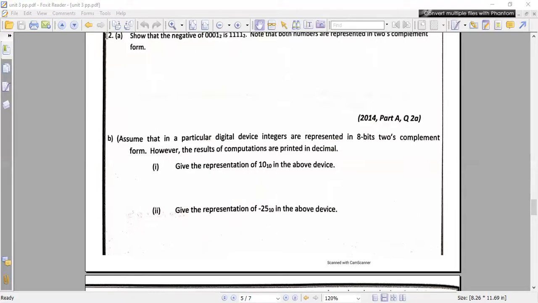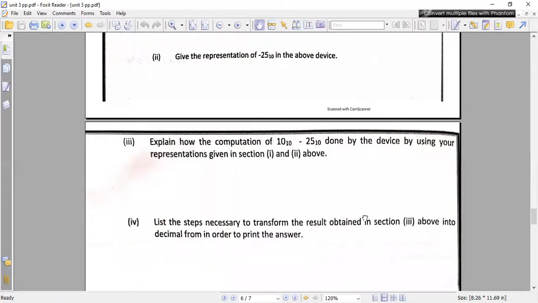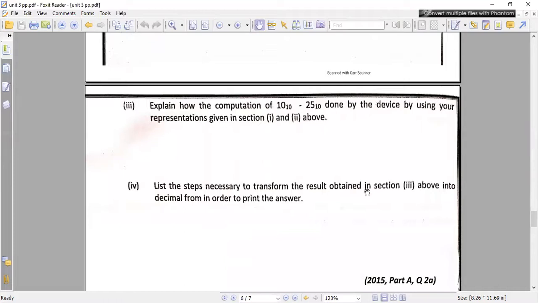Next part. Explain how the computation of 10 minus 25 is done by the device using the representation given in the previous section. So what you can tell is you have to add them together. Even when you have to subtract here, you have to add them together.